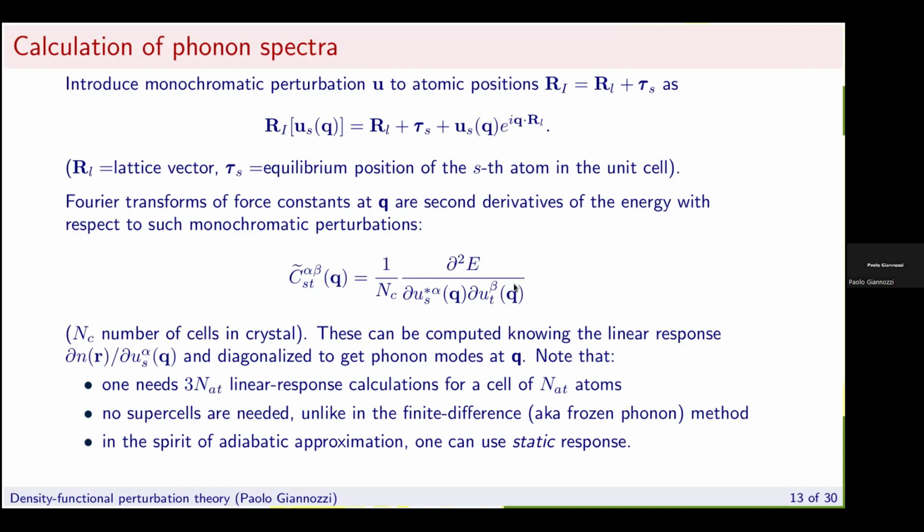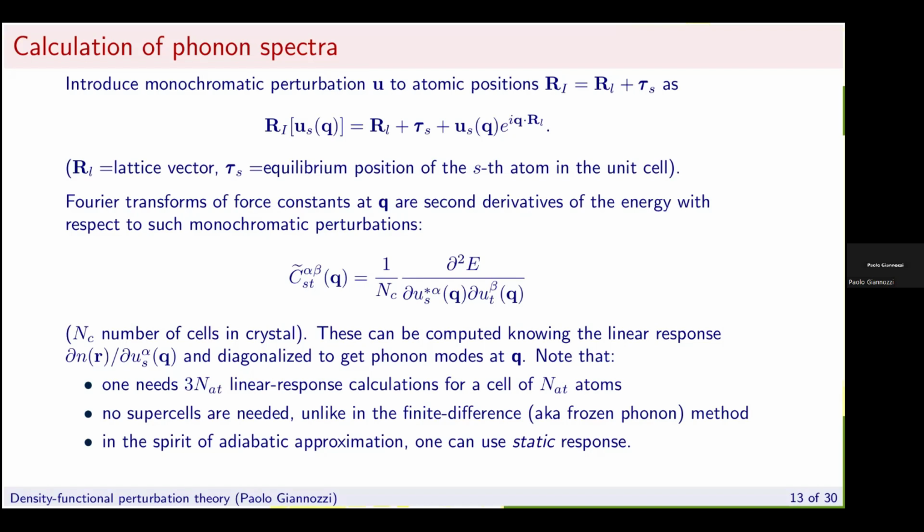Now, these second derivatives can be computed knowing the linear response to the same perturbation. Then once it is computed, we can diagonalize the force constant matrix or the dynamical matrix and get the phonon modes. Now, just a few remarks.